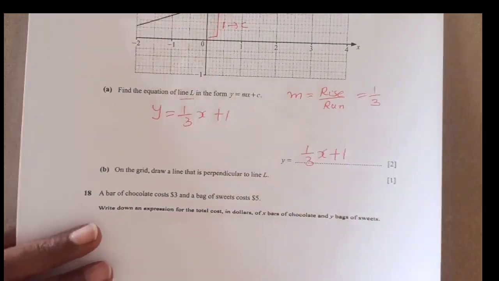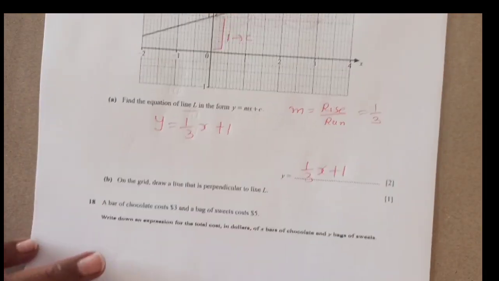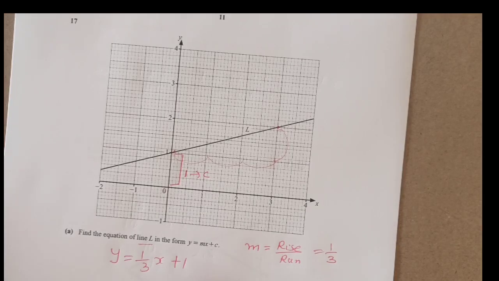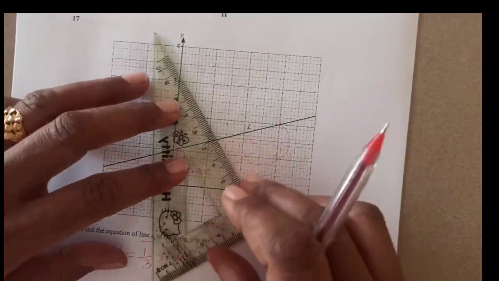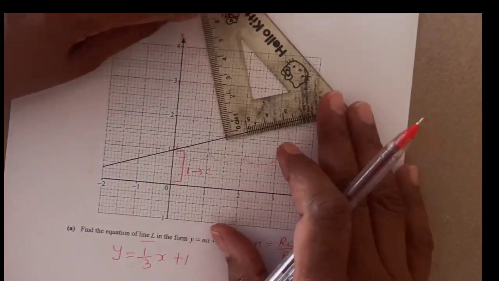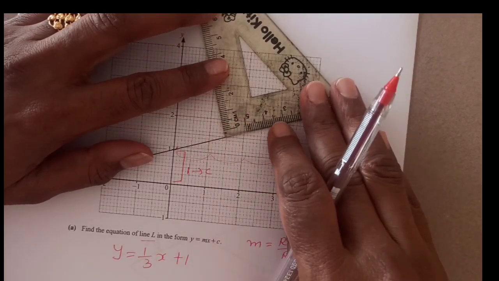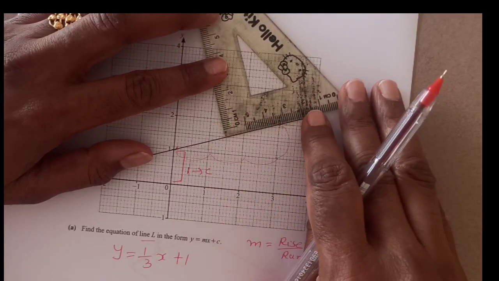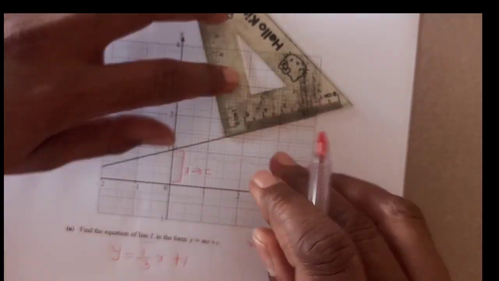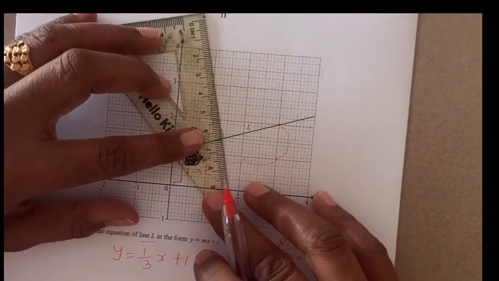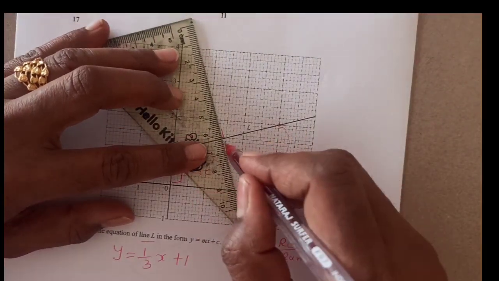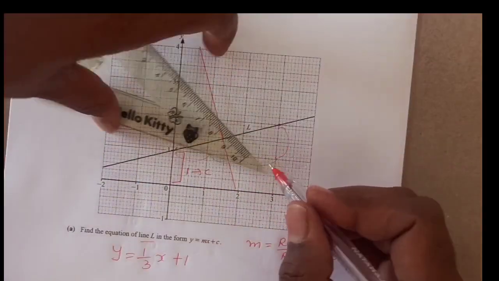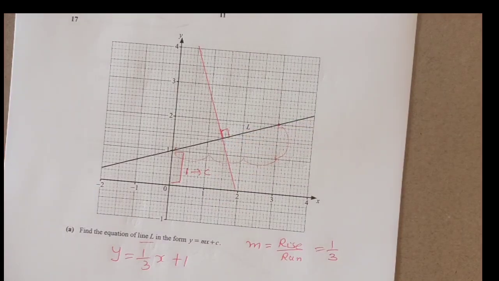Right? Now on the grid, draw a line that is perpendicular to line L. So any line that is perpendicular to this, you can even use this one here, because this is 90. So it's like this, then you can just join it. You can use your protractor or anything. So this is the line which is perpendicular, right?